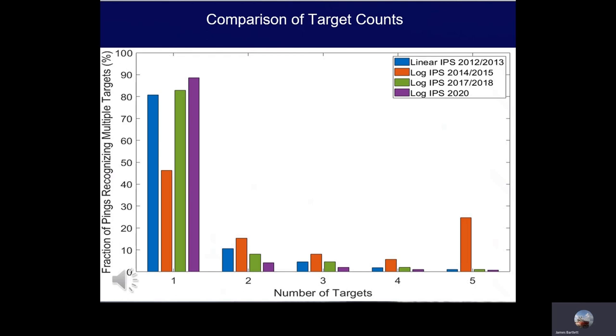2014-2015 study. We were unsure at the time if this was going to be consistent with log IPS measurements, but we have since determined through subsequent deployments, shown in the green and the purple plots, that the issue was related to a bug in the electronics of the log IPS. That has since been corrected, and you can see that in the 2017 deployment and the 2020 deployment, we were able to determine that the target detection algorithm behaves similarly in the log IPS as it does in the linear IPS.